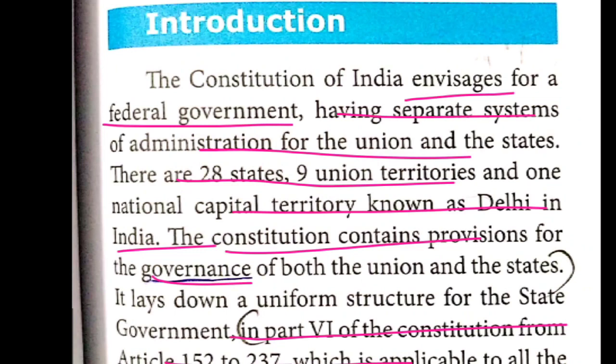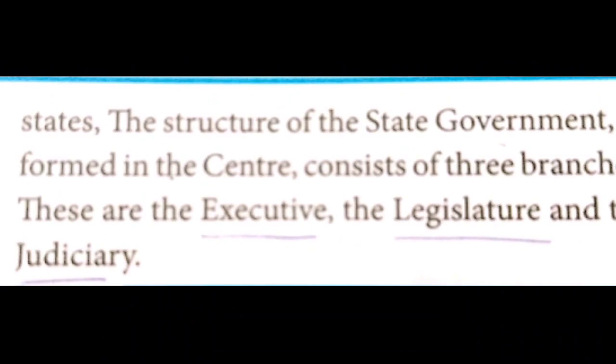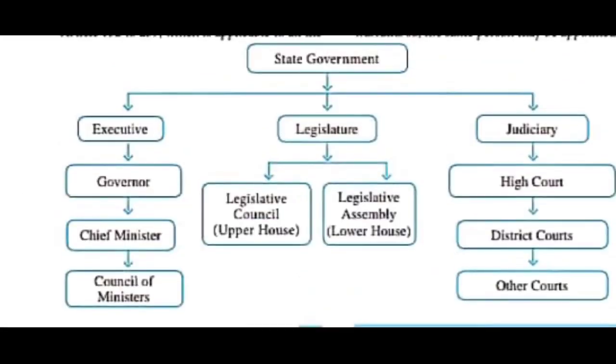First we are going to check the executive. Before that, the structure of the state government is given in your book, children, in diagram form, on page number 259. Under state government, three branches, as I said just before, are given: executive, legislative and judiciary. So three bodies are there.